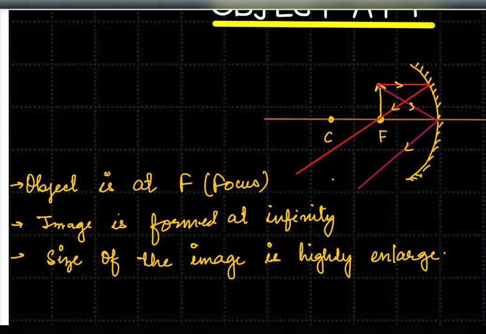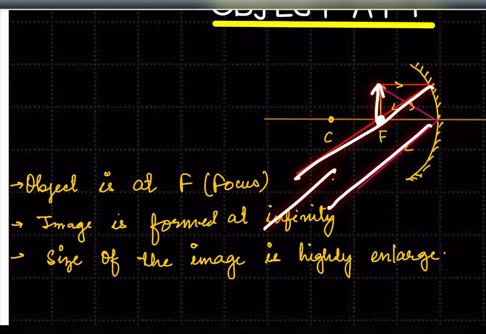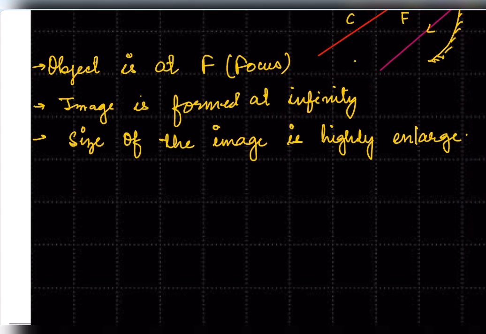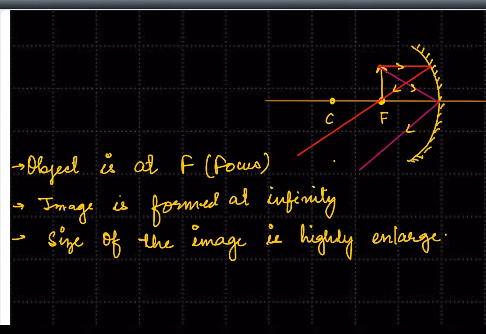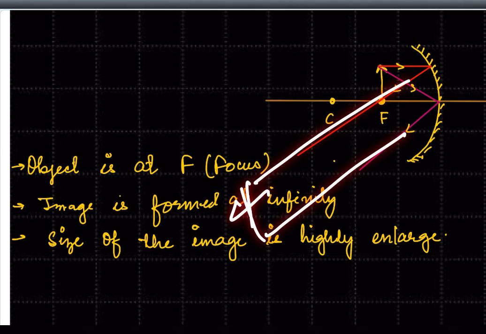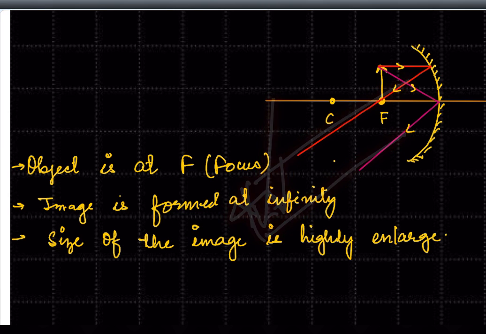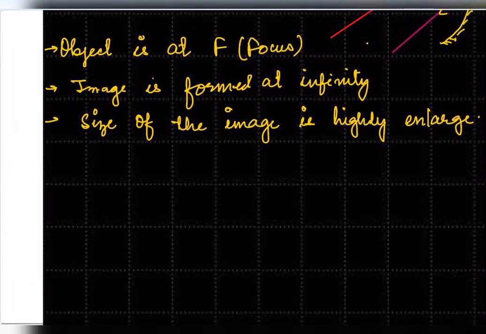If we keep something here at the focus, then you'll find out that the image formed is very large. Why? Because it is formed at infinity. Okay. What else? What type of image is formed? It will be going and meeting at infinity, right? So it will be opposite, like this. It will be forming like this, inverted. Okay.